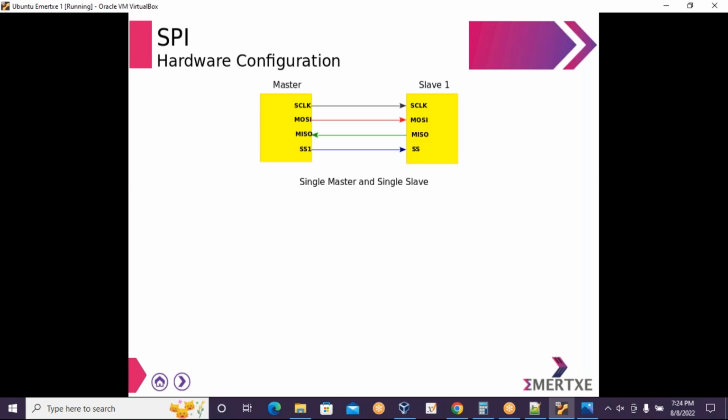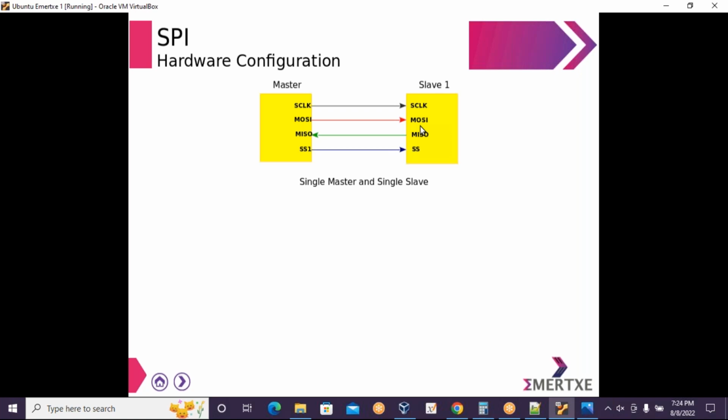And next, MOSI stands for master out, slave in. It means master is giving out the data, slave is receiving it. So that is why you see this red line and its direction. It is towards slave 1 because master is transmitting this time, and all the data from the master is going to the slave, and slave is going to receive that. Hence the direction is towards the slave.